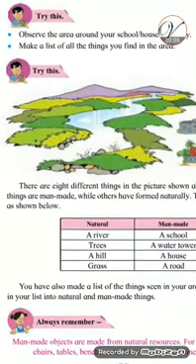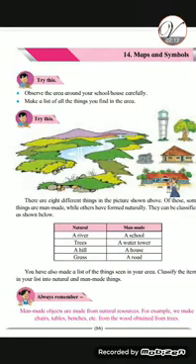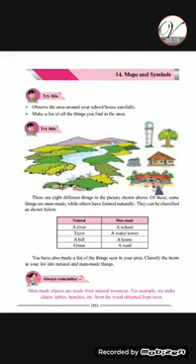Which are the natural things here? A river, trees, hill and grass. And which are the man-made things? A school, water tower, a house and road. Students, you have to observe this picture carefully and write in your notebook which are the natural things and which are the man-made things.